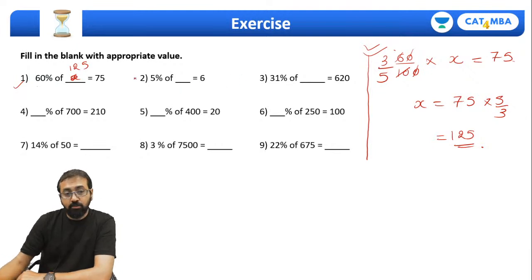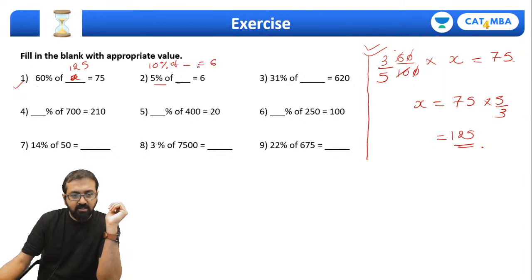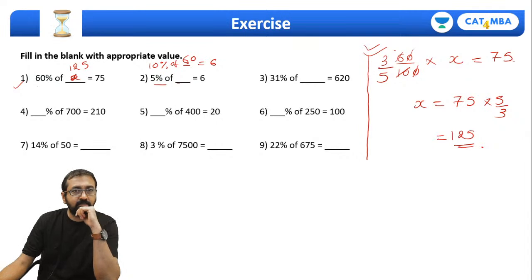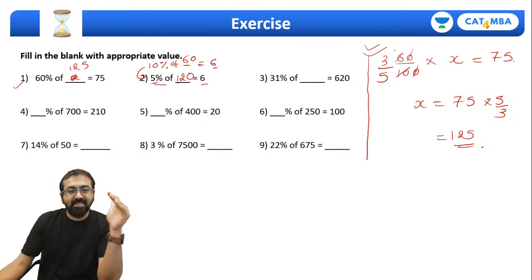Okay, but now look at this question. Everyone pay attention. 5% of which number is 6? Can you quickly tell me, 10% of which number is 6? Can I say 10% of 60 is 6? Yes or no? Right. So now we want to find 5% of the same number, which is again 6. So instead of 10, if you are writing 5, instead of 60, what should we write? We should write 120. See, please understand, 10% of 60, so 5% of 120 will be 6.